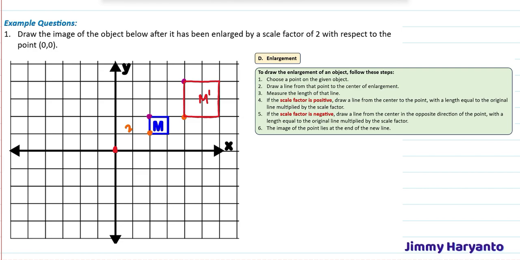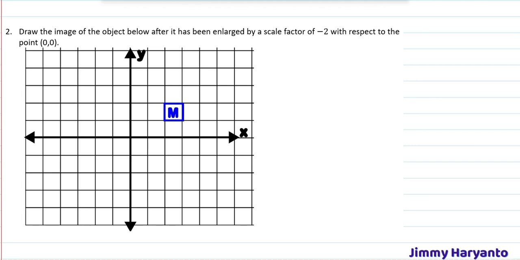As you can see, enlargement by a scale factor of 2 makes the shape bigger, 2 times. Let's go to the next example question. Right now we have to draw the image of the object after it is enlarged by a scale factor of negative 2, and the center is still 0, 0. So the center is right here. The steps: choose one point, let's say this green one, draw a line from the point to the center, and measure the length of the line, which is 2 units diagonally, yeah.